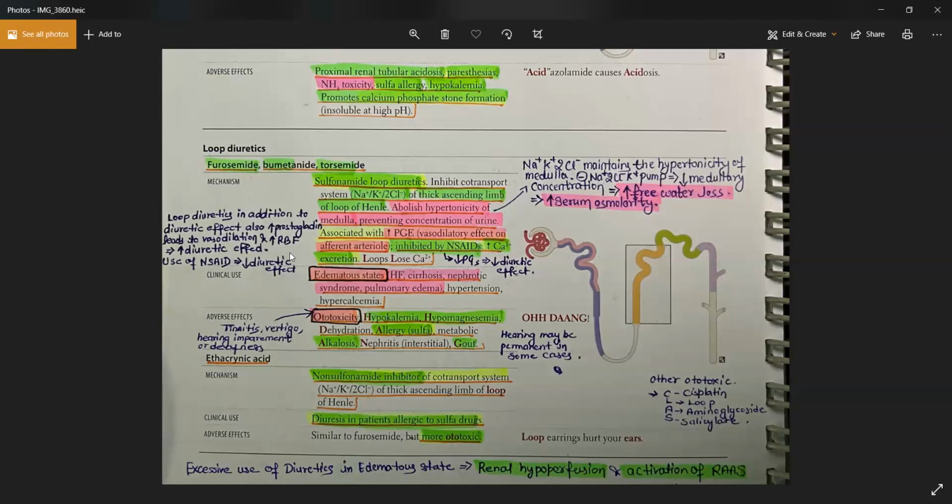Now, these are all the sulfur drugs. Then you have a non-sulfur drug, which is ethacrynic acid. The function is the same. Everything is the same. It's just that when the patient has a sulfur allergy, you cannot give these drugs, so you give the patient ethacrynic acid instead. But please note that it is a more ototoxic drug than these drugs. So for the allergic cases, use ethacrynic acid. Rest of the things are the same as loop diuretics.